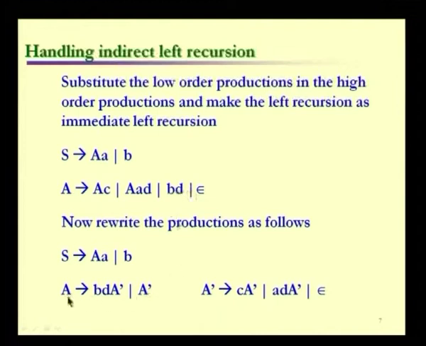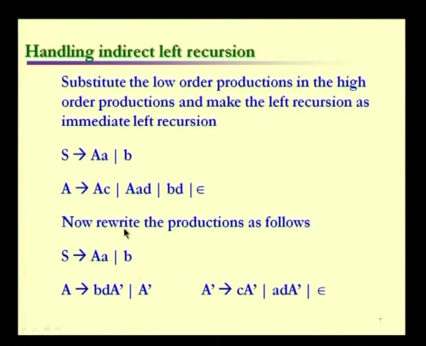So, we have A derives BD, that is your beta 1, followed by A dash, and the epsilon followed by A dash. Since epsilon is empty, when you are concatenating epsilon with A dash, we will be having only A dash. So, that is your first production, and the second production is going to be A prime is giving you.